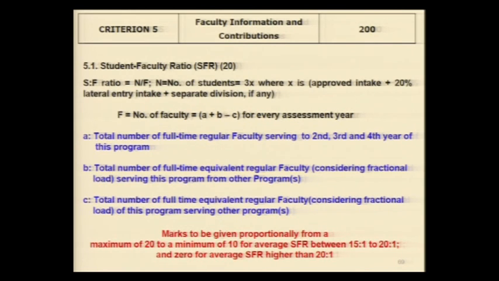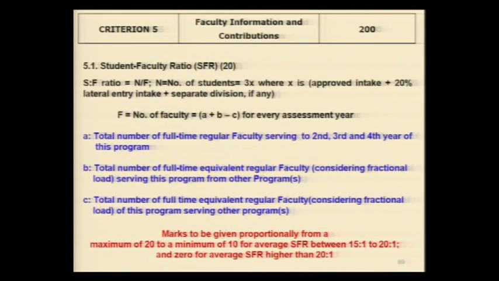B is the total number of faculty, as written, equivalent regular faculty considering fraction load serving this program from other programs. Now, for example, if there is a computer science department and they are filling this SAR, and they have got a few faculty members from the electronics department, then electronics department faculty will come in the B category here.